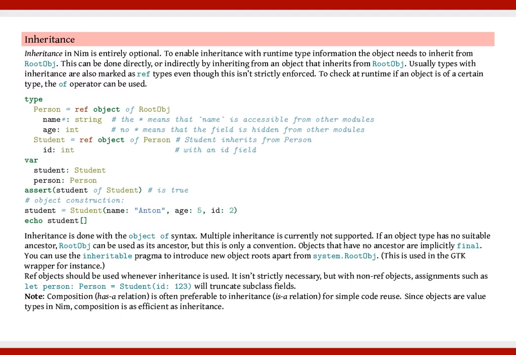Ref objects should be used whenever inheritance is used. It isn't strictly necessary, but with non-ref objects, assignments such as let person = Student(id: 123) will truncate subclass fields. Note: composition, as a has-a relation, is often preferable to inheritance, an is-a relation, for simple code reuse. Since objects are value types in Nim, composition is as efficient as inheritance.